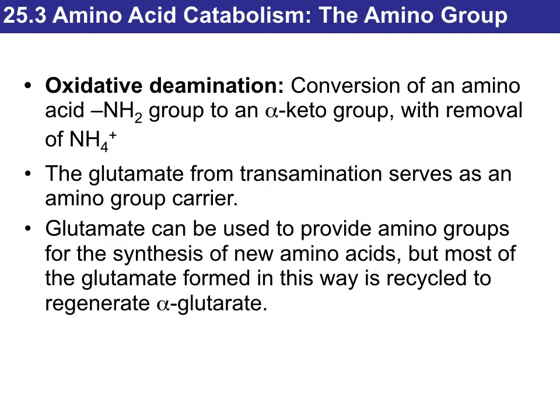This is where you convert the amino acid NH2 into an alpha keto group, and the way you do this is by removing an ammonium ion, NH4+. Glutamate from transamination serves as an amino group carrier. Glutamate can be used to provide amino groups for synthesis of new amino acids, the non-essential ones, but most of the glutamate formed in this way will be recycled into generating alpha-ketoglutarate.